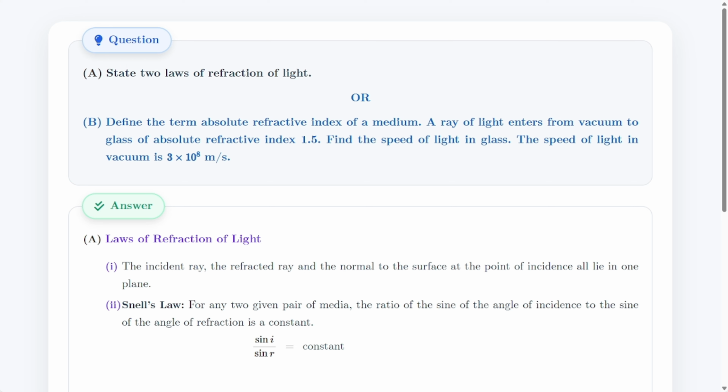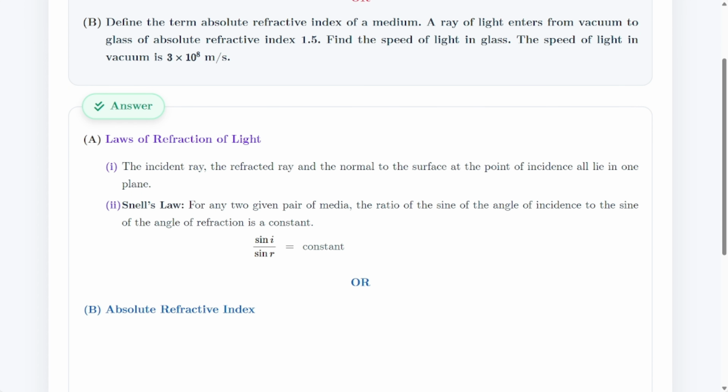Now, there is an OR option. Let's check that out. Part B asks us to define absolute refractive index and then solve a numerical problem based on it. Let's answer part B first. What exactly is absolute refractive index?